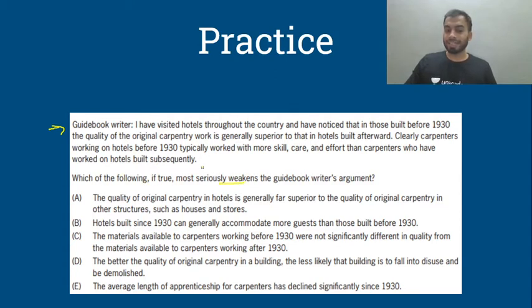So, this is again a weakening question. What do we call them? We call them argument evaluation questions. Argument evaluation. Figure out which of the options actually refutes the assumption. There is an assumption, a clear assumption in this passage.